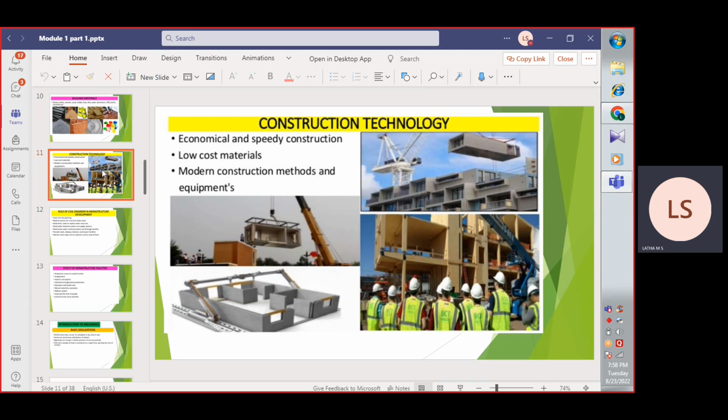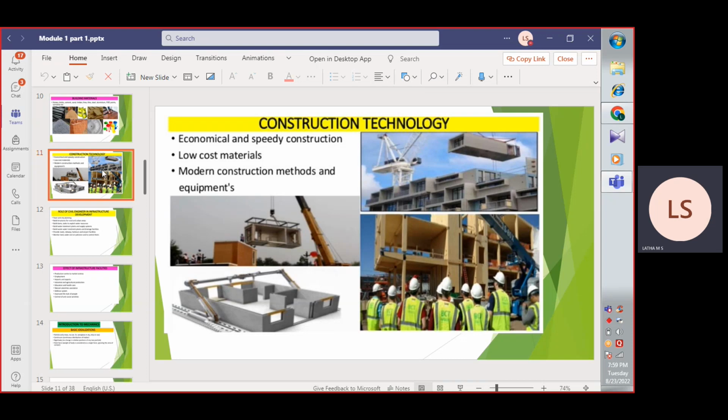But it is not so, students, in the case of industries, because I require a number of columns, beams and slabs. So in that case, I have to go with a casting yard. In the casting yard, these columns and beams are made and then transferred to the construction place. So there are some different technologies introduced. But these technologies should be economical and result in speedy construction.